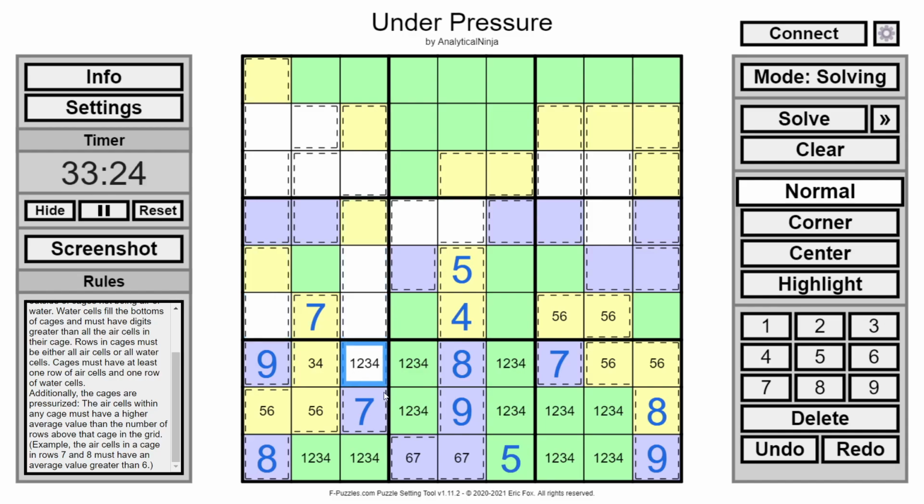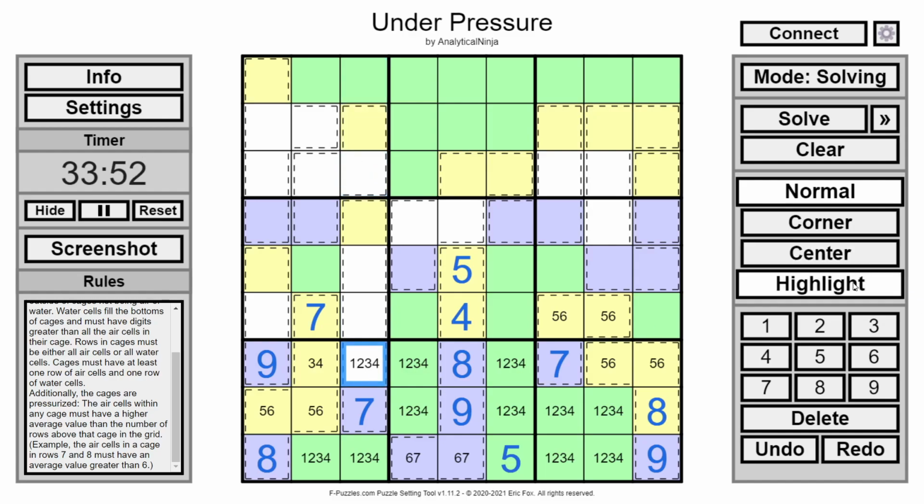Now we have a 1, 2, 3, 4 in here. This has to average greater than 3, so we can have at most a 6. If we did 6, 5, 4, 3, that would be much greater than that. We could go all the way down to 1. But I don't think we could have this.